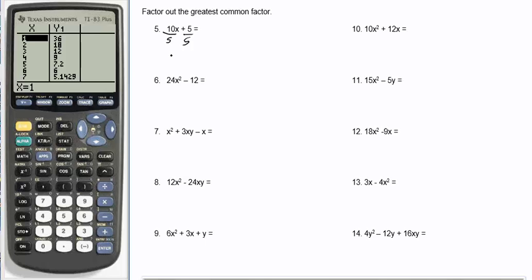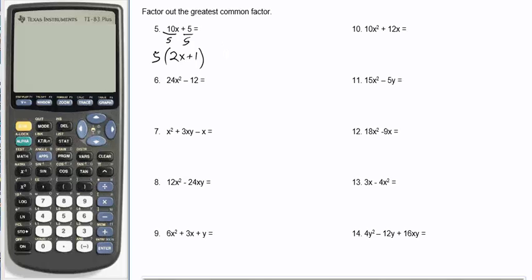So 10 divided by 5 is 2, and there's an x there. And 5 divided by 5 is 1. But we have to not forget, whatever we divided is going to go outside the parentheses. Now, if you'll notice, this is just the opposite of the distributive property.